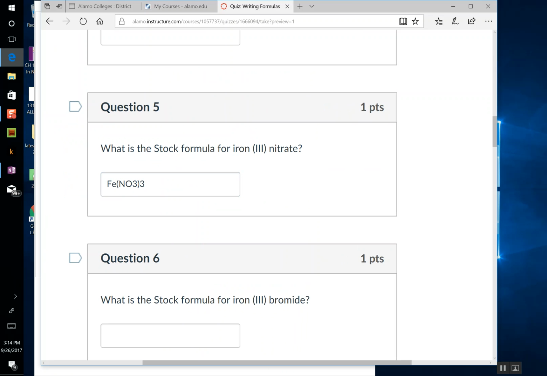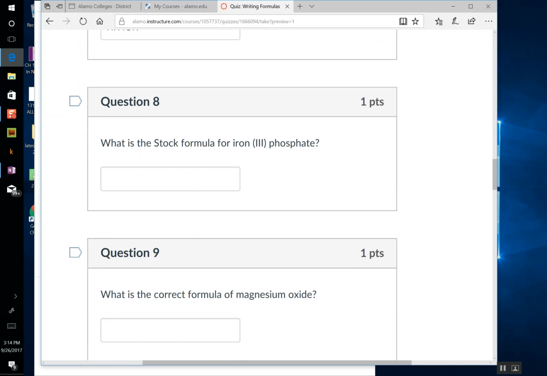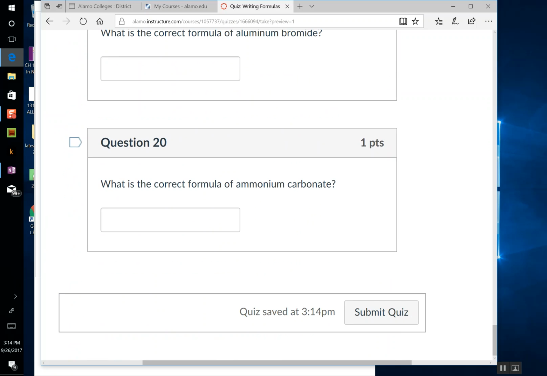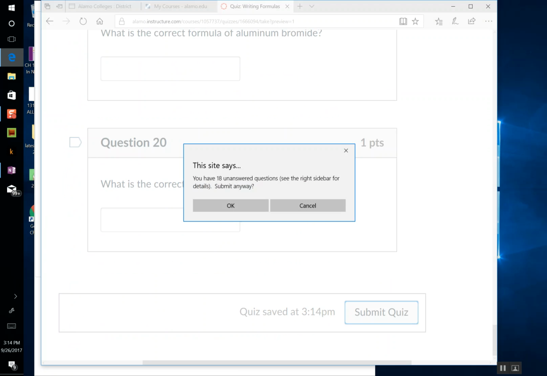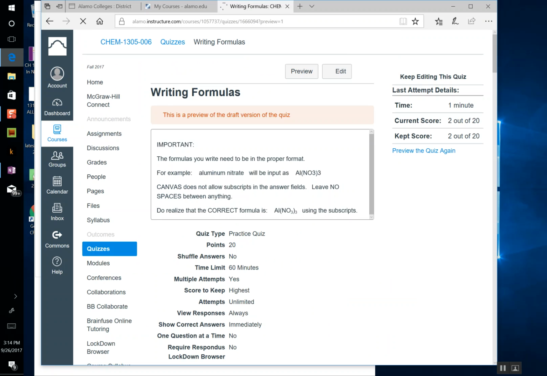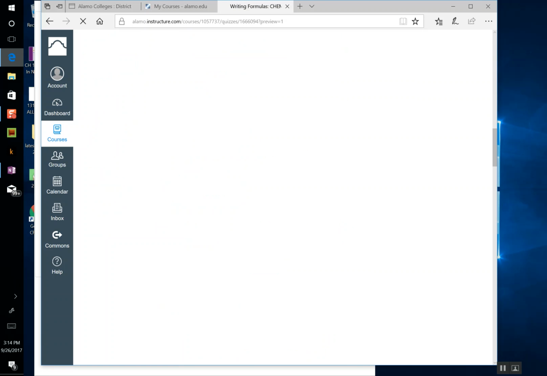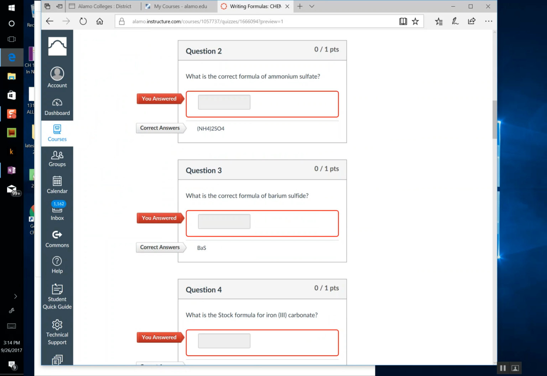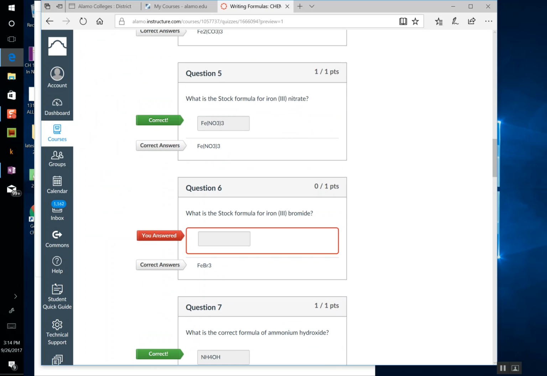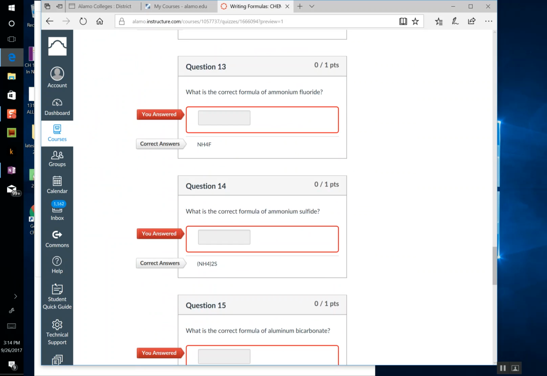All right, so now let's submit this and see if we got those 2 right. So we got iron 3 nitrate, we got ammonium hydroxide in there. So we should get 2 out of 20. 2 out of 20. So I like that, okay? All right, so you don't need to hunt for subscripts. Just put them in. Just know that if you were writing this on a quiz or something like that, I'd like to see the subscripts. This isn't the normal way of doing it. We're just doing that.